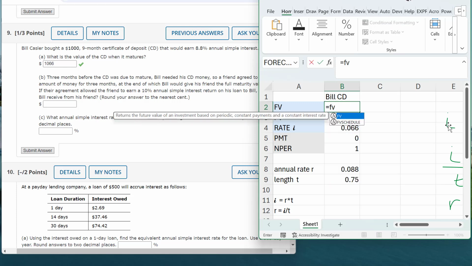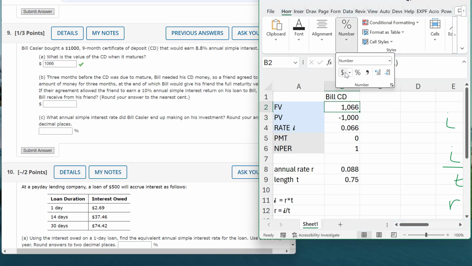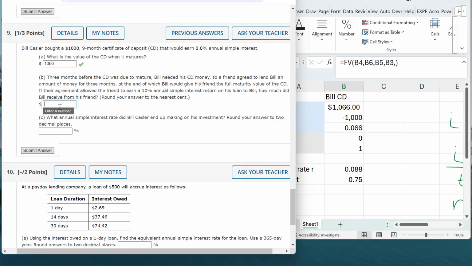So the future value, get the rate per period, number of periods, payment, present value is right behind there. Let's move that out of the way. There it is. Present value, and we can ignore the type. So 1066, let me change that just to make sure I'm not missing any decimal places. Nope. $1,066. Oops, excuse me. That was part A.